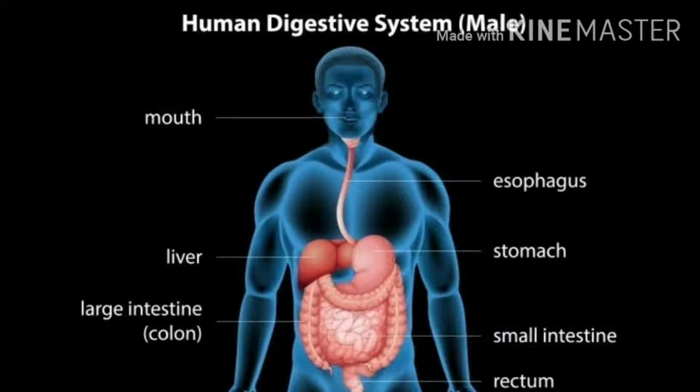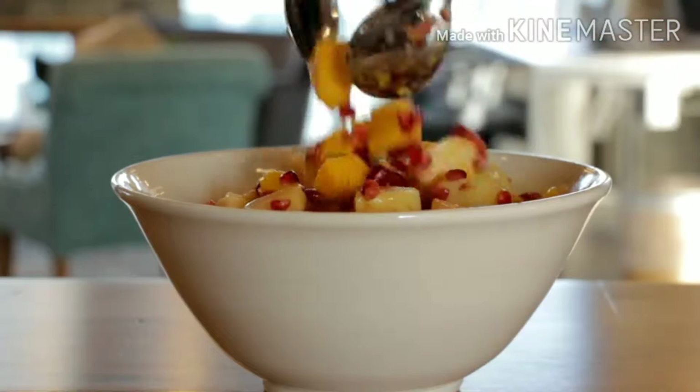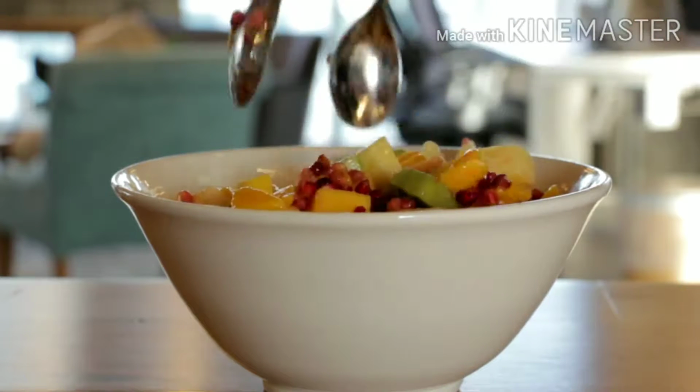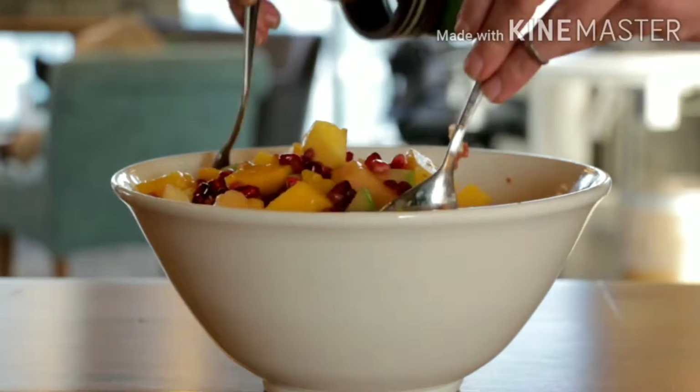The digestive system is also called the alimentary canal or gastrointestinal tract. Shortly, we can call it GI, gastrointestinal tract. The human digestive system is a long tube-like structure that starts with the mouth and ends with the anus. We take different types of food materials regularly. These food materials must be digested and absorbed into our body.